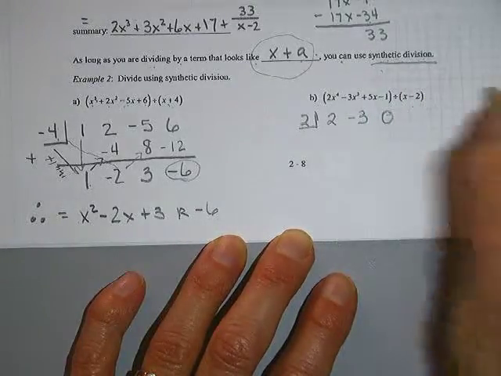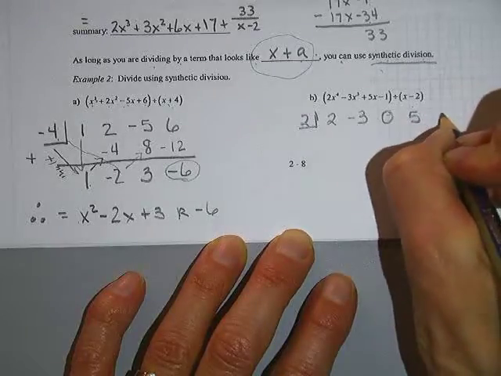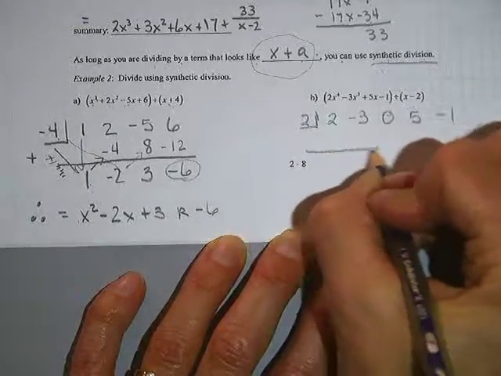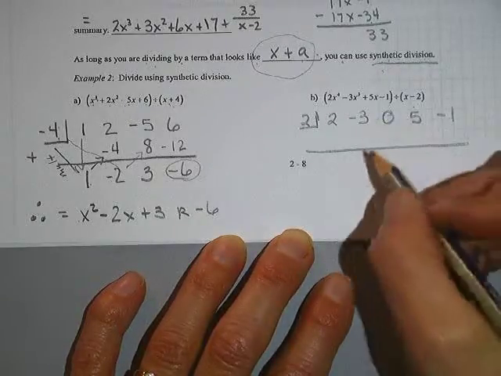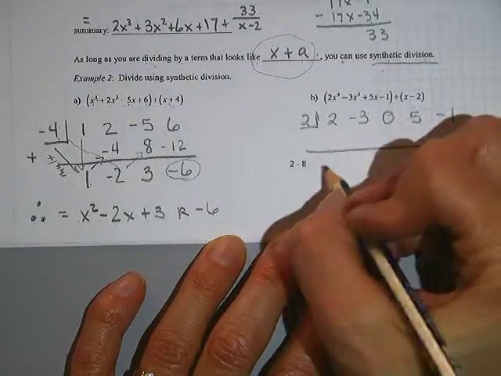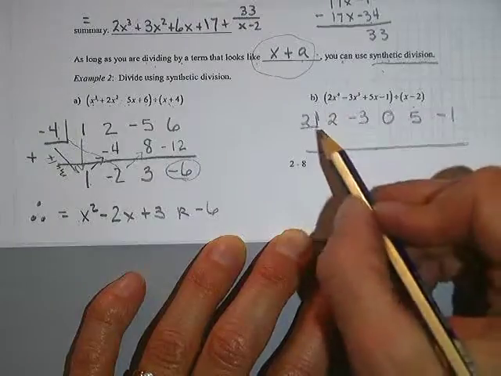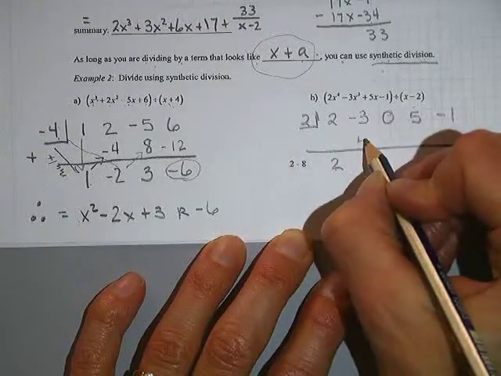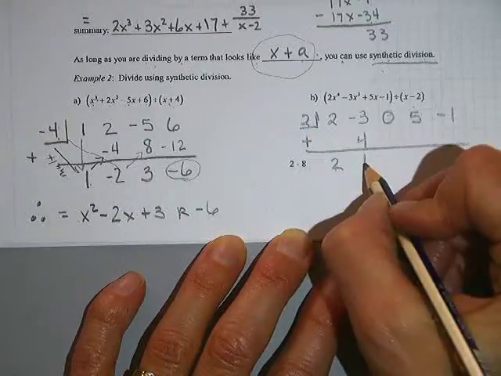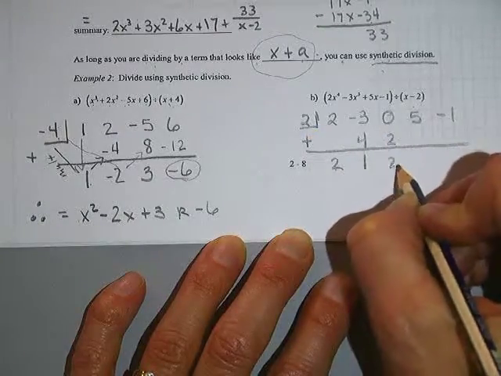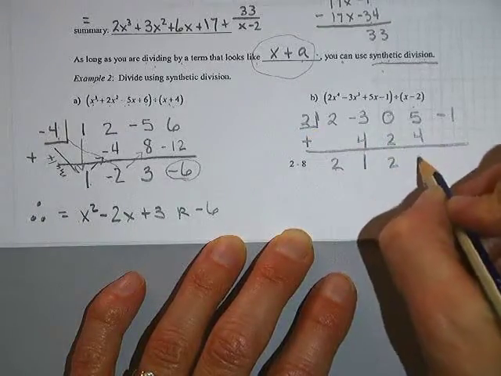All right, what do I put in my little upside down L? What's the root of this or the 0 of this? 2. So that goes there. Write the coefficients out. 2, -3. Uh-oh. I don't have an x squared term, so what do I need to put there? 0. And then a 5, and then a -1.